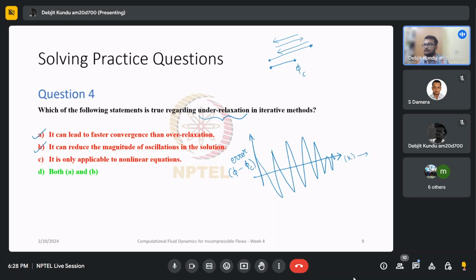So in that case, if I'm under relaxing, I'm drawing the same figure. Then my rate of moving towards the converged solution may be slower, but I am slowly and surely getting towards it. Okay, so this is the under relaxed solution.